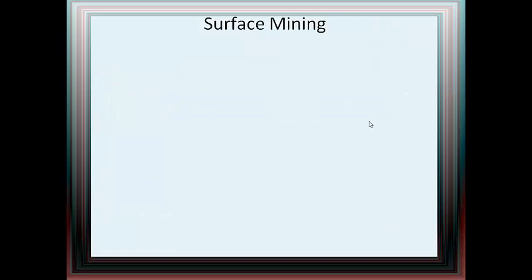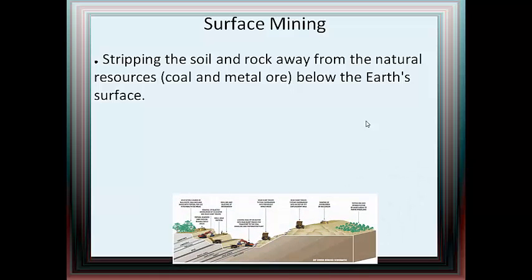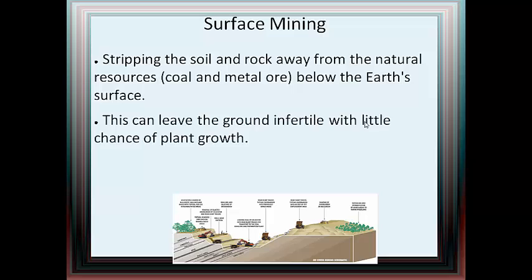Surface mining is another human impact on the environment. Stripping the soil and rock away from the natural resources. Coal and metal ore are a couple examples below the Earth's surface. So you can see a picture here. Basically, it's cutting into the Earth, pulling out stones, coal, different substances, and really not leaving a whole lot behind.